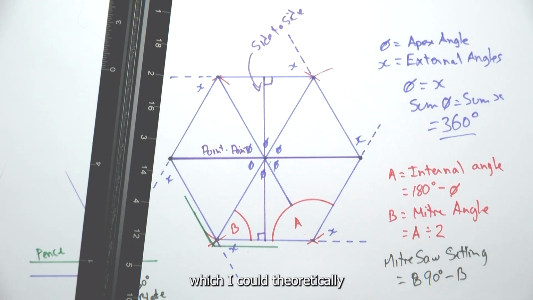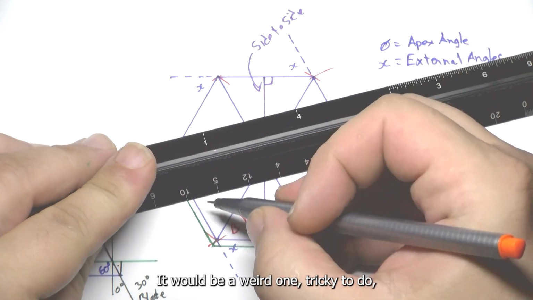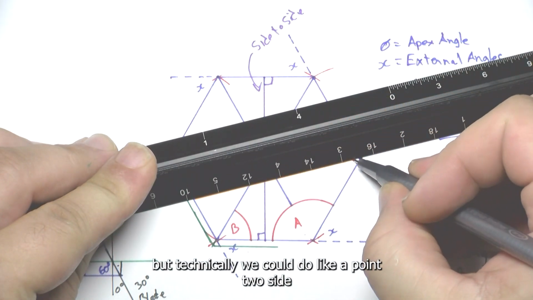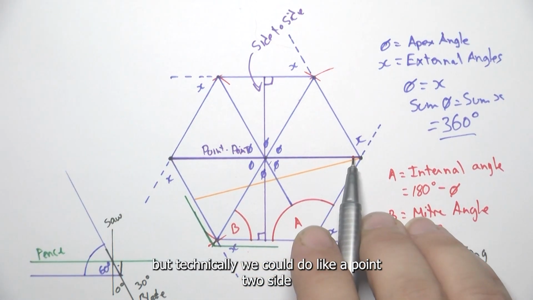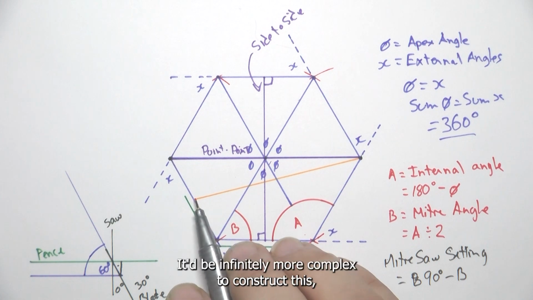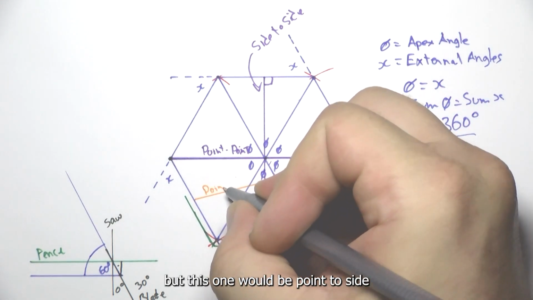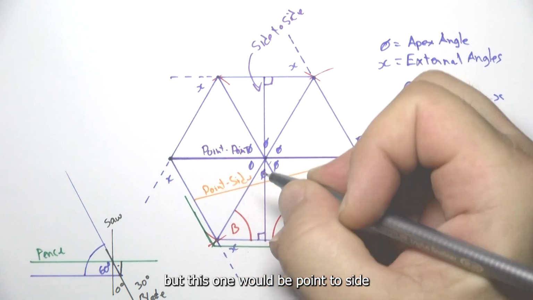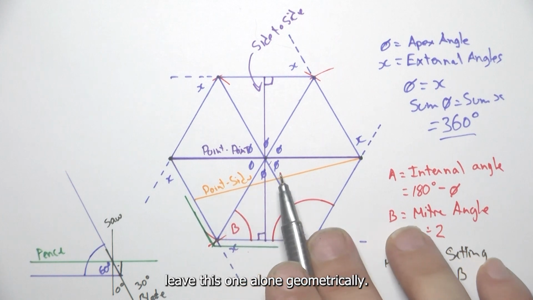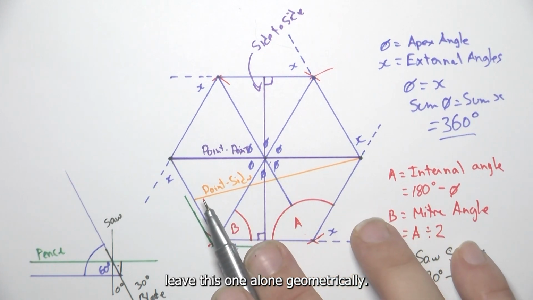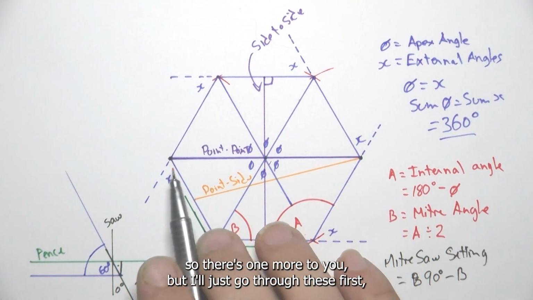Okay, and then the last type of line you could put here, which I could theoretically give you, would be like, I'll draw it down here. It could be a weird one, tricky to do, but technically we could do like a point to side type of distance, right? It'd be infinitely more complex to construct this, but this one would be point to side. Okay, I may explore that in future videos, but for now we're going to kind of leave this one alone geometrically. But so most of what we're going to be giving is either, well, also there's one more too, but I'll just go through these first.